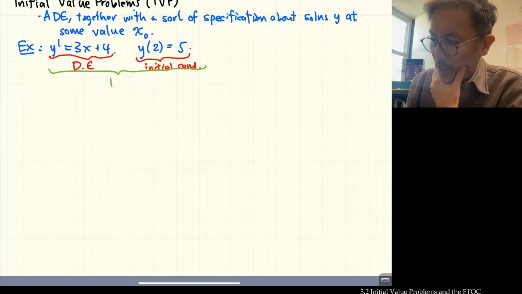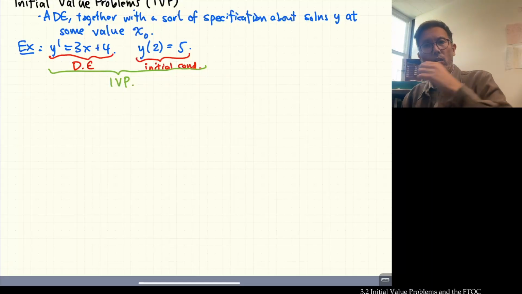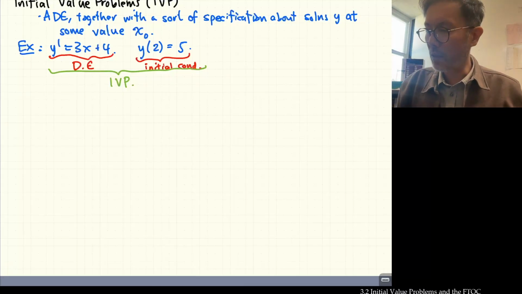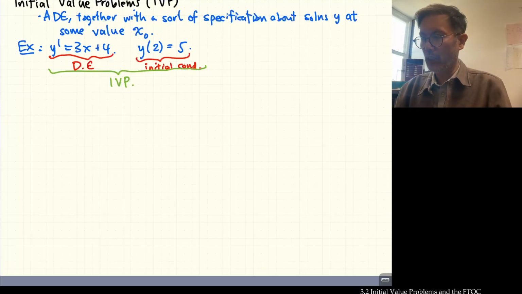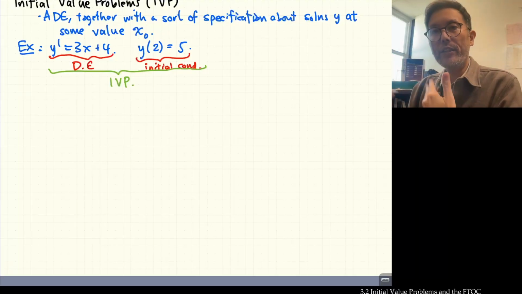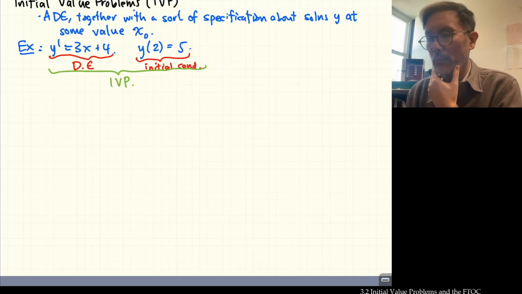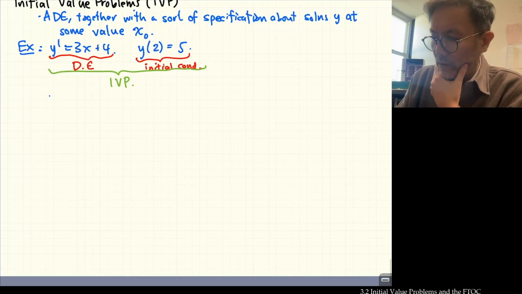Hopefully this terminology is all very sensible. In other words, to solve this now, what I want to do is figure out a solution to the differential equation which further meets this condition here. Now, one way that you can go about solving an initial value problem is to first find the general solution.